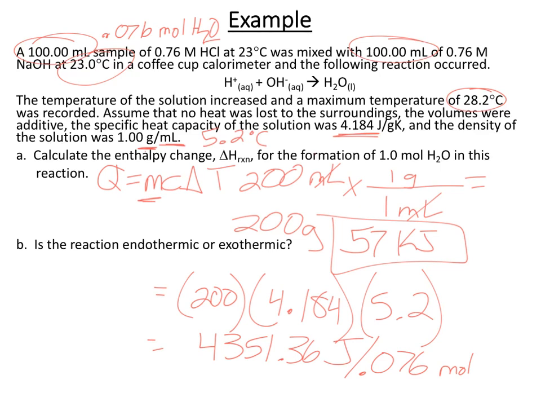And then it wants to know, is the reaction endothermic or exothermic? So looking at this, you see that the temperature of the solution increased to a maximum temperature of 28.2. 28.2 minus 23.0 gives us our overall change of 5.2 degrees, which is a positive change, right? So it's increasing in temperature, which means this has to be an endothermic reaction. Okay, because exothermics are releasing energy, so they should be getting cooler.